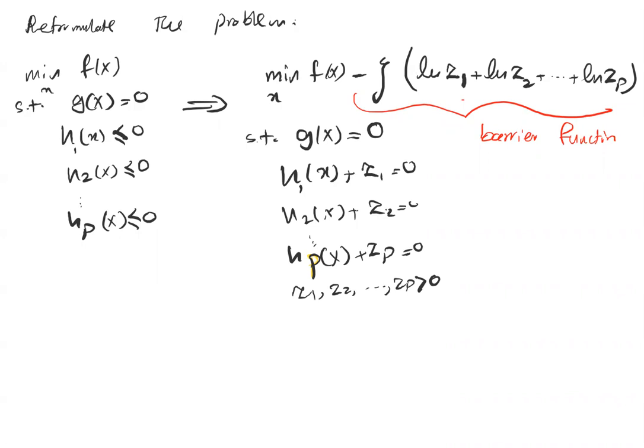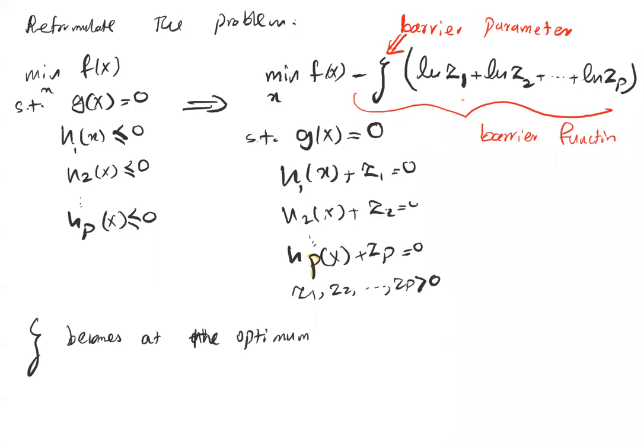And this is the barrier parameter. Zeta is our barrier parameter. Ultimately, we want it to be 0. The barrier parameter becomes 0 at the optimum point. It's not going to be exactly 0, but it converges towards a value of 0. So we try to reduce that until it reaches 0.